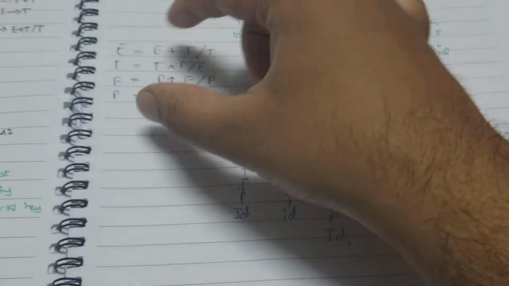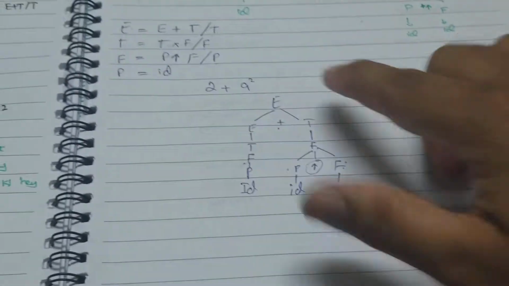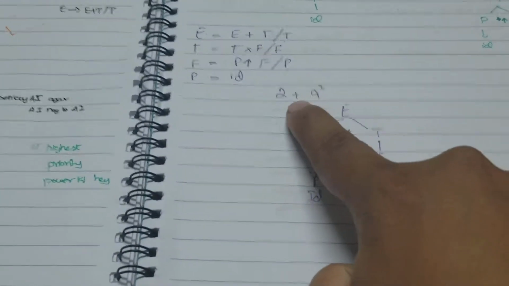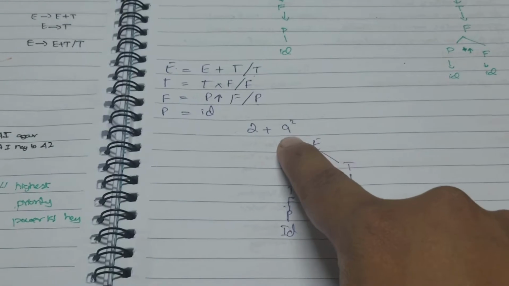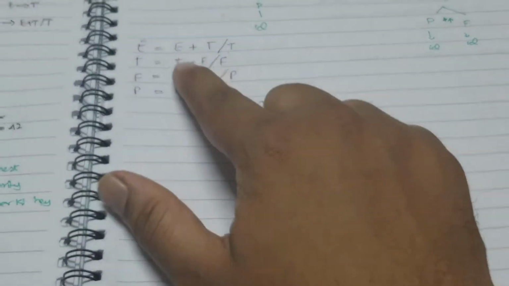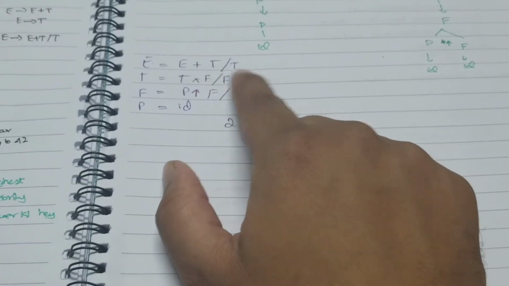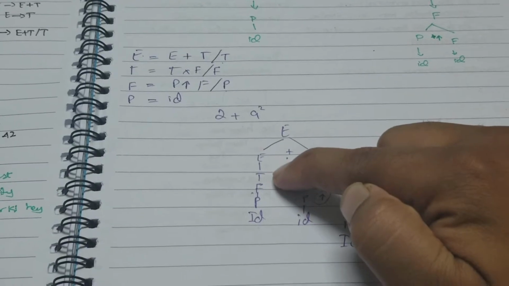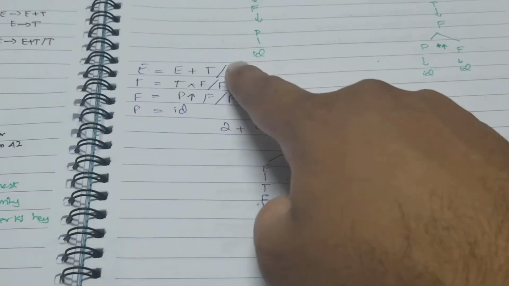Same goes over here. We have these rules, and this is our expression, 2 plus 9 squared. Previously it was not 4 here. Now we have this set of rules. E can be replaced by E plus T or T. E can be replaced by E plus T. E can be replaced by T.